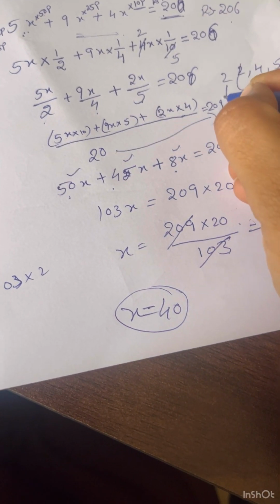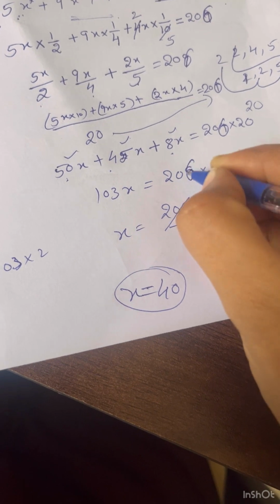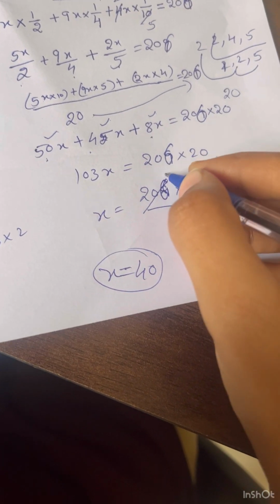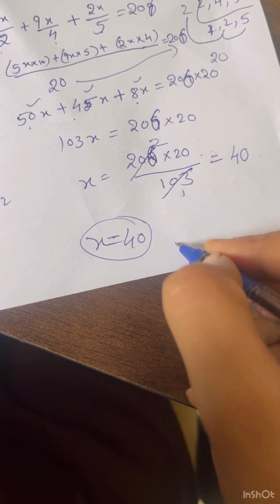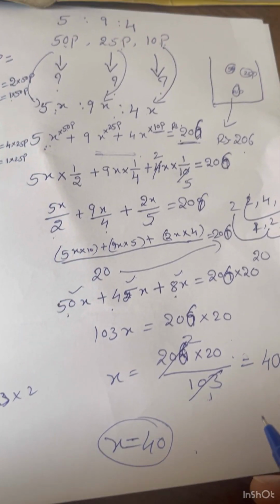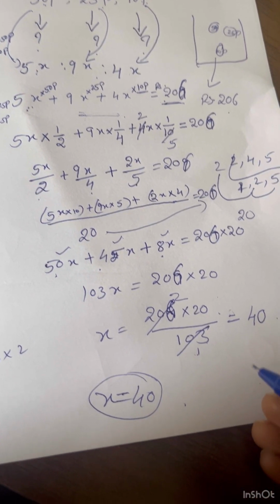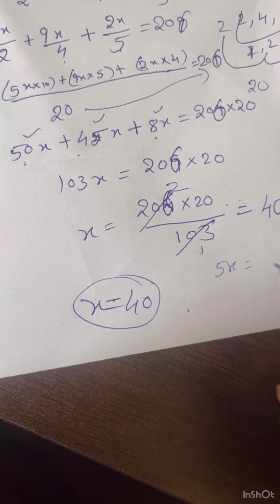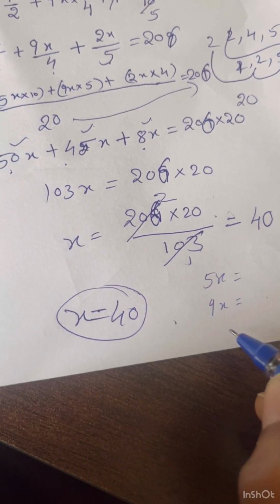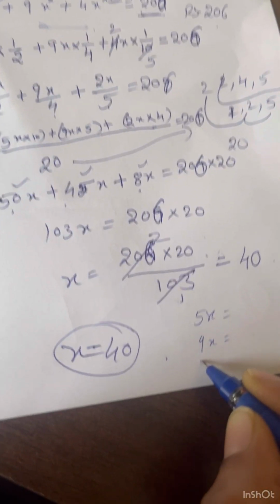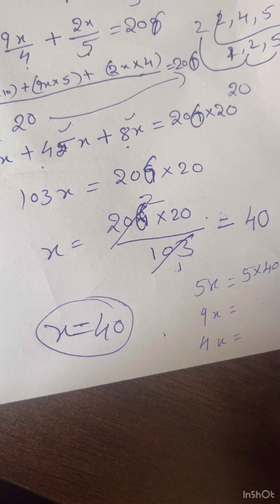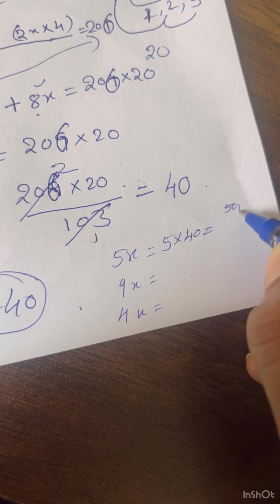So after writing 206, 103 ones are 103, 103 twos are 206, so x is 40. We know there are 5x 50 paise coins, 9x 25 paise coins and 4x 10 paise coins. So in place of x, substitute 40 and you get the number of coins.